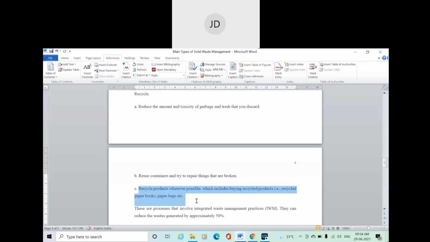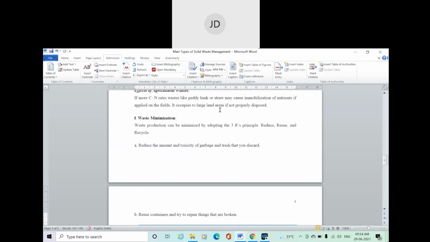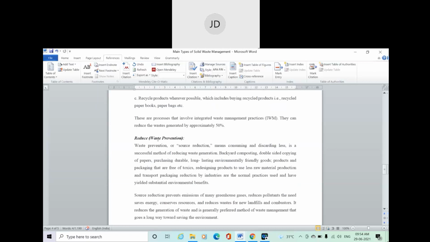Even plastic can be recycled, such as plastic bottles. You can also search about different approaches that exist now. But the main 3 principles of waste management are reduce, reuse and recycle. All the approaches of waste management are basically dealing with reduce, reuse and recycle.